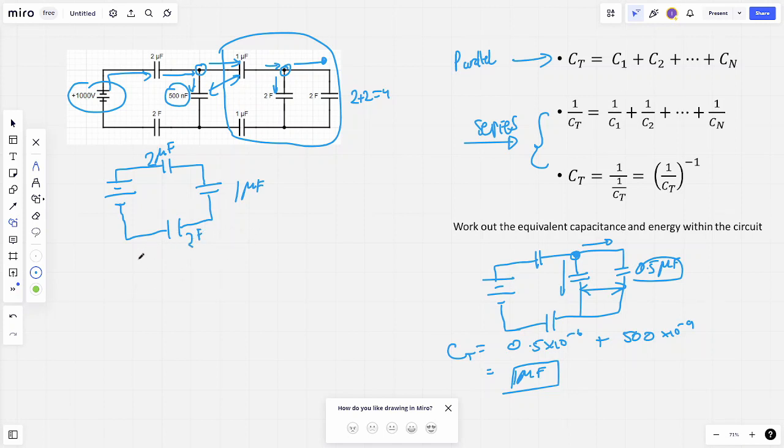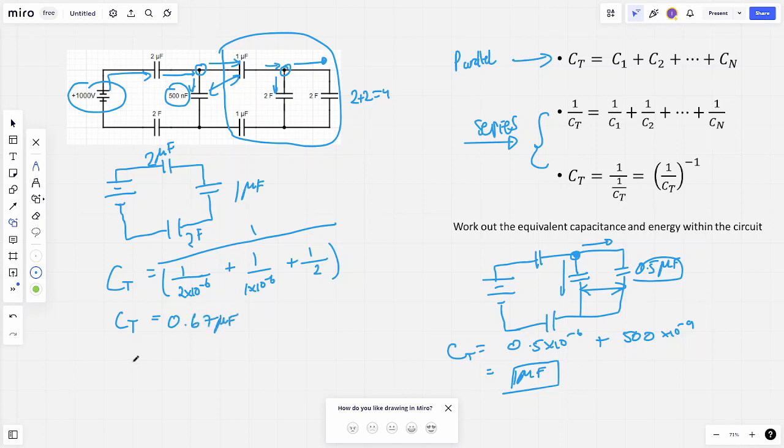So the equivalent capacitance CT is equal to the reciprocal of each, which is 1 over 2 times 10 to the power of minus 6 plus 1 over 1 times 10 to the power of minus 6 plus 1 over 2. Again, we take the reciprocal to get the final answer, and therefore CT is equal to 0.67 microfarads. So that's going to be the final circuit, which looks something like this. You've got your power source, 1 capacitor, and the final closing, which is 0.67 microfarads.